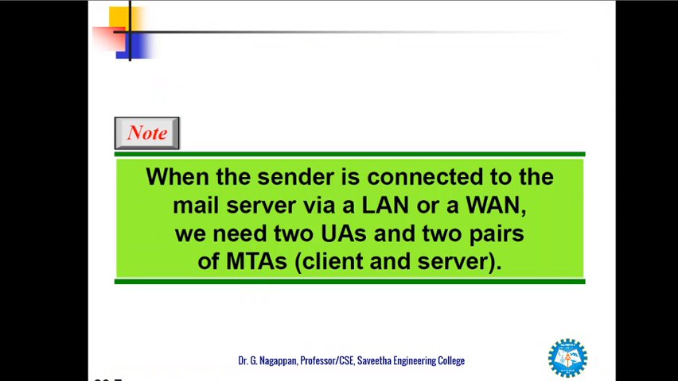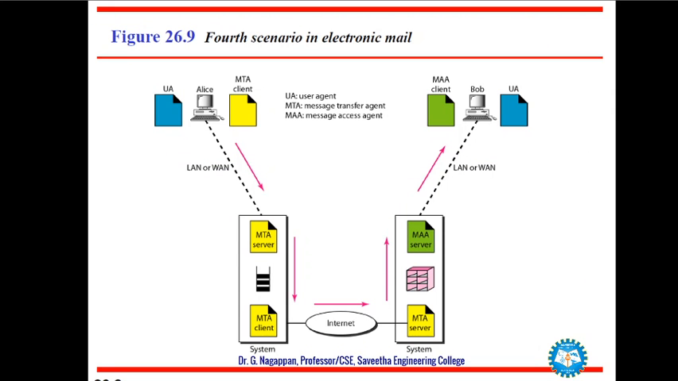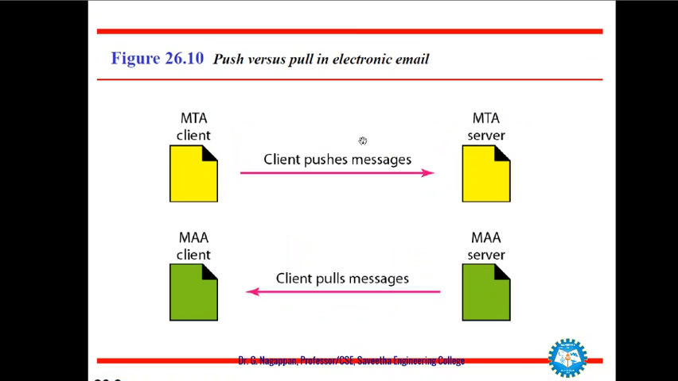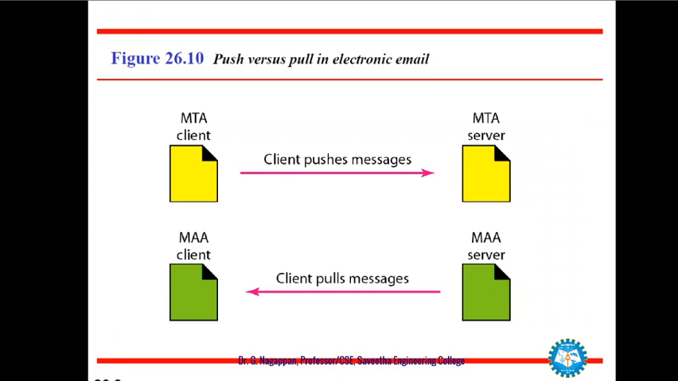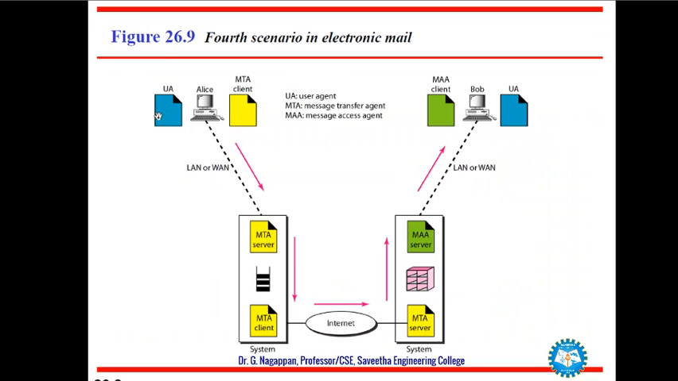Whereas in the fourth scenario, both the sender and the receiver are connected to the mail server via LAN or WAN. We need two user agents, two pairs of MTAs, and pairs of MAAs also. So here both are connected through LAN or WAN.